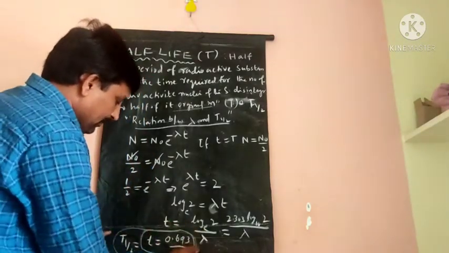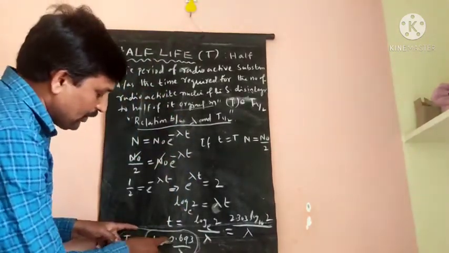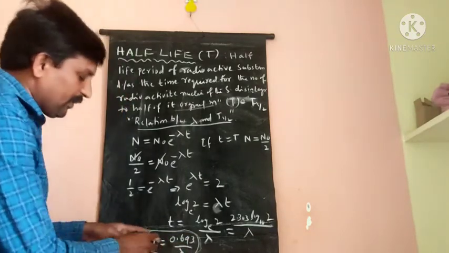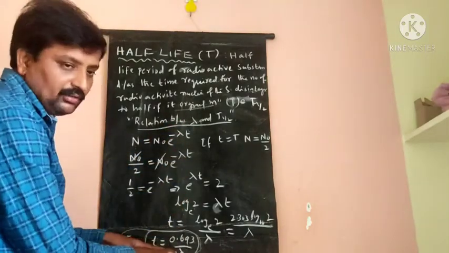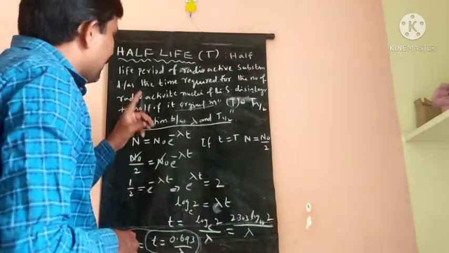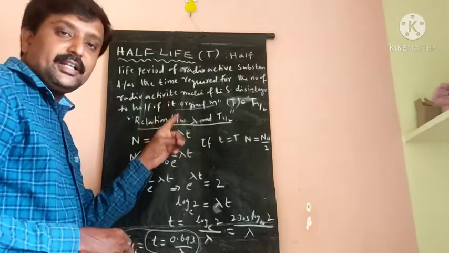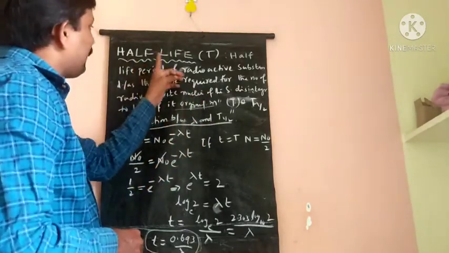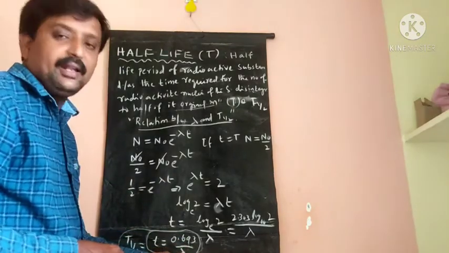So the time T half means the half-life period. T half is equal to 0.693 by lambda. This is the relation between half-life and lambda. Lambda means the decay constant. So the time required for the radioactive sample to disintegrate to half of its original nuclei is called the half-life time, denoted by T half. T half is equal to 0.693 by lambda.